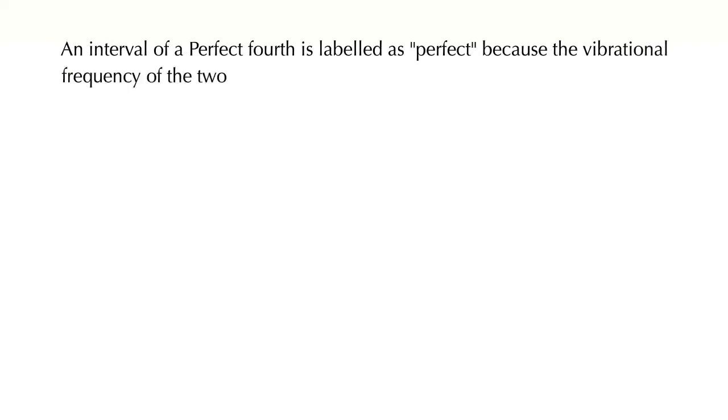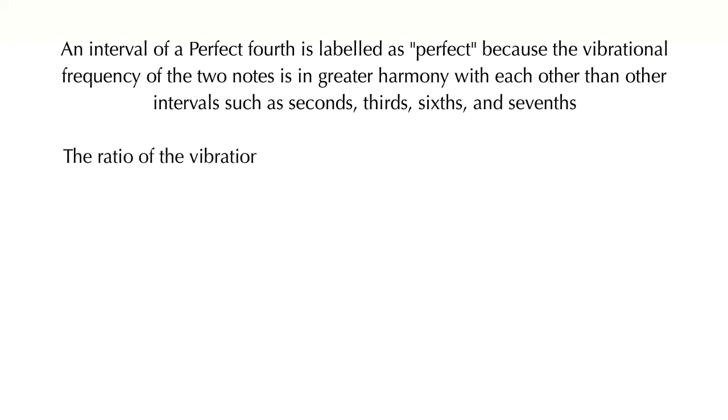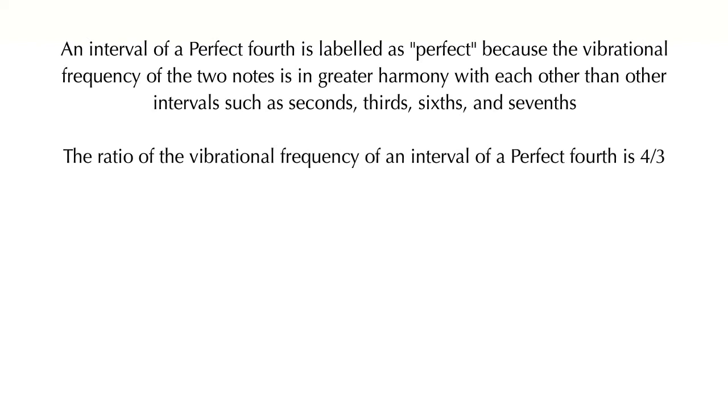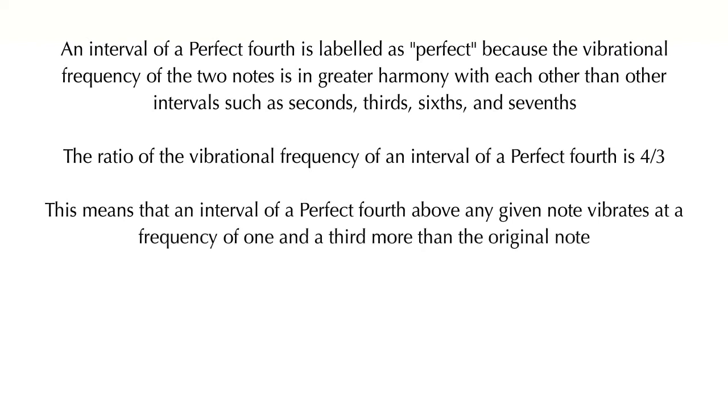An interval of a perfect fourth is labeled as perfect because the vibrational frequency of the two notes is in greater harmony with each other than other intervals such as seconds, thirds, sixths, and sevenths. For example, the ratio of the vibrational frequency of an interval of a perfect fourth is 4 to 3. This means that an interval of a perfect fourth above any given note vibrates at a frequency of 1 1/3 more than the original note.